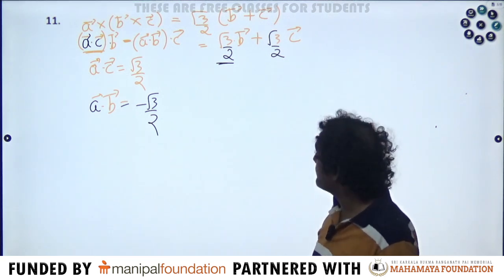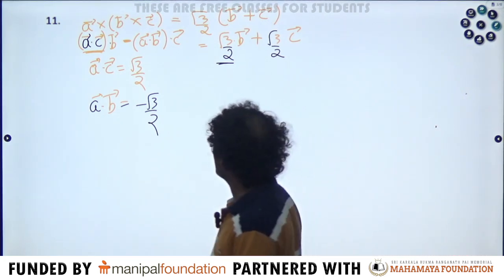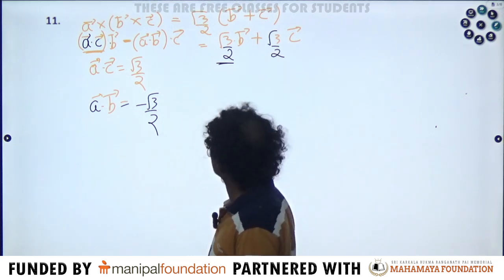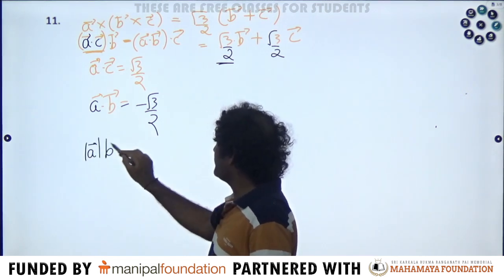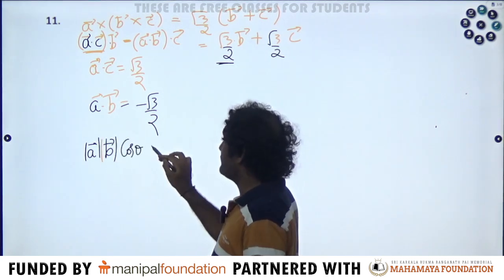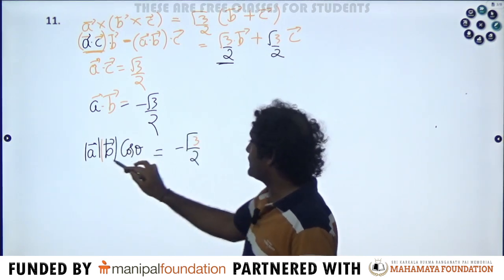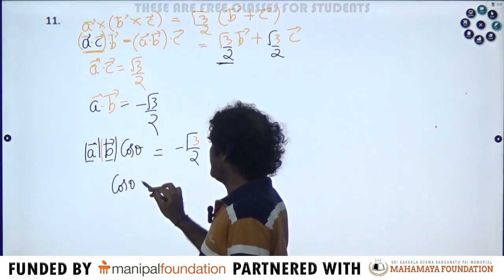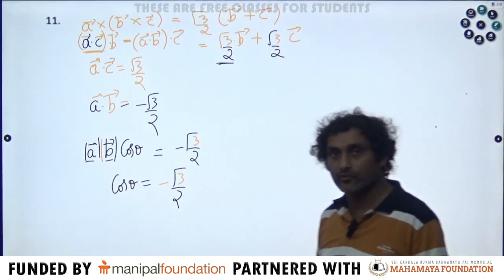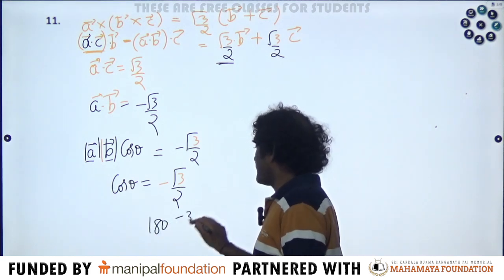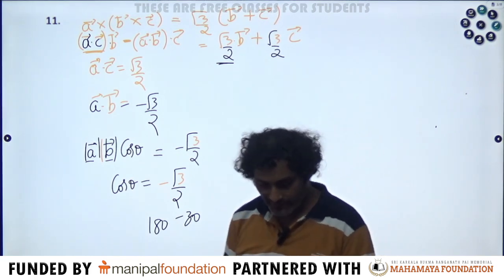Have they given magnitudes? Let's check. A, B, C are all unit vectors, so we are not bothered. Take any one and do it. Who is A dot B? Magnitude A, magnitude B. They are asking to find the angle between A and B, so we are interested in this, which is minus root 3 by 2. But since these are unit vectors, the magnitudes are 1. Do we know that cos 30 is root 3 by 2? For negative, we must do 180 minus 30, which is 150. 150 is 5 pi by 6. So theta is 5 pi by 6.